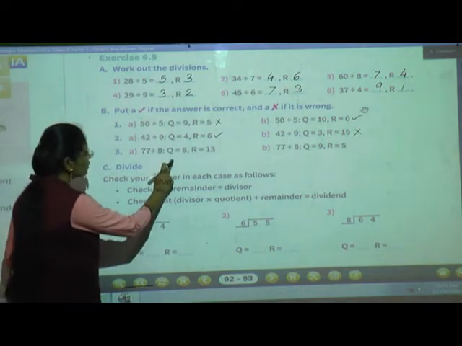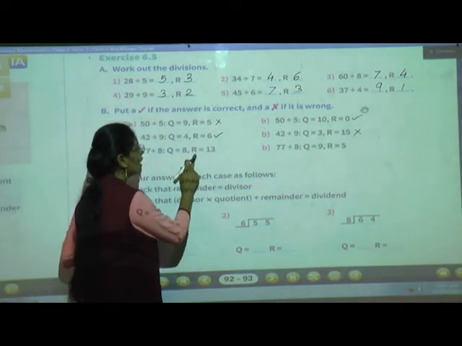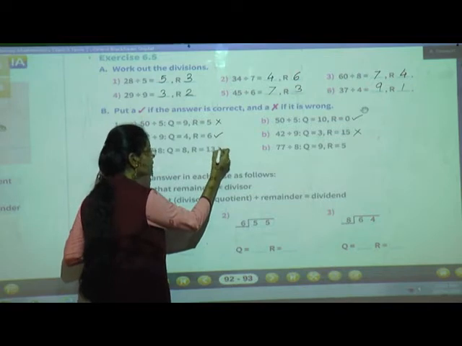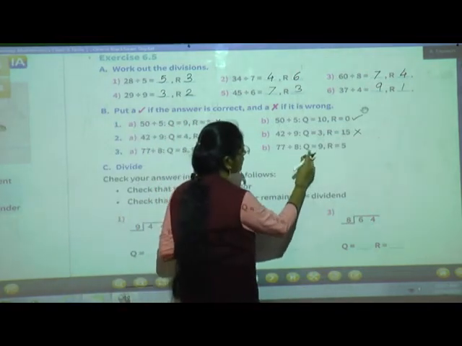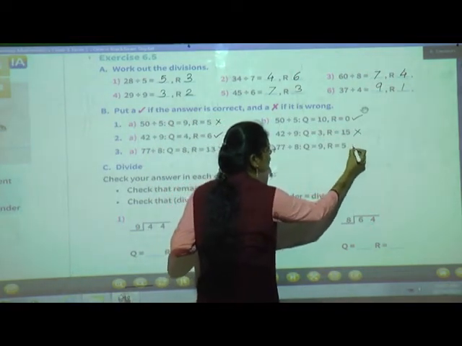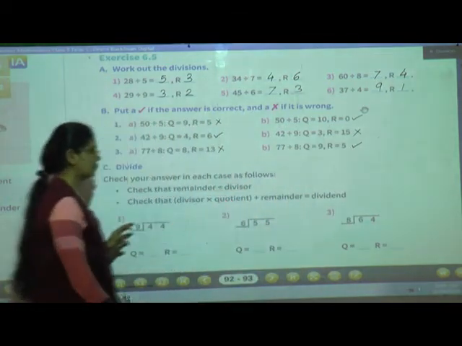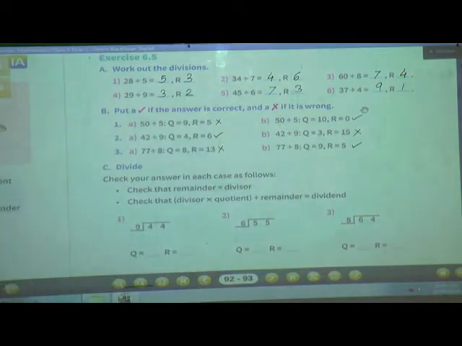Now see option A. Here they have given quotient 8 and remainder 13. This means this will be wrong. And see option B. Quotient is 9 and remainder is 5. This means this is correct. Understood? Okay. Now we will see the next question, that is C.